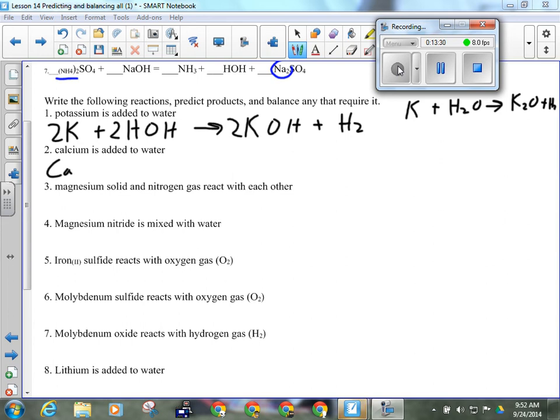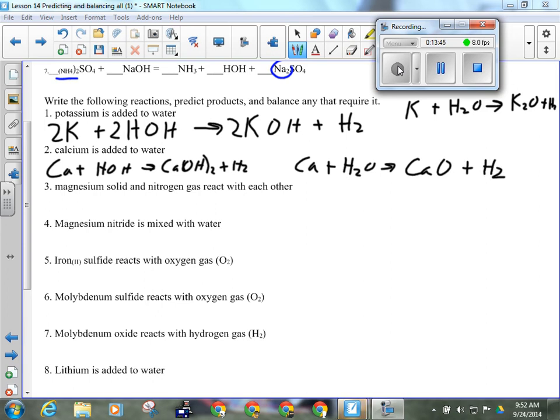If you write water as HOH, you're going to get that the products are Ca(OH)2 and H2, whereas if you write it Ca plus H2O, you're going to get CaO plus H2. Either one is fine, because theoretically they could both happen and probably do. All right.